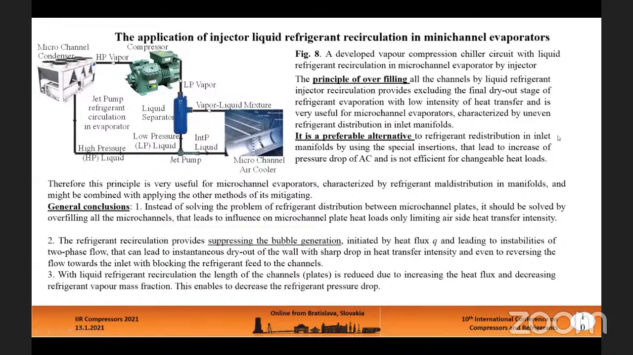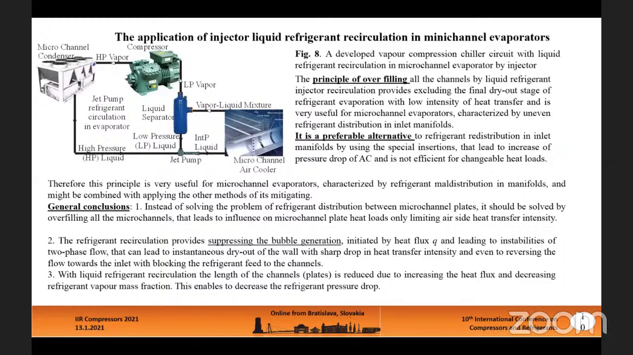The principle of overfilling all the channels by liquid refrigerant injector recirculation provides excluding the final dry out stage of refrigerant evaporation with low intensity of heat transfer, and it's very useful for microchannel evaporators characterized by uneven refrigerant distribution in inlet manifolds. It's a preferable alternative to refrigerant distribution in inlet manifolds by using special inserts that lead to increase of pressure drop of air coolers and is not efficient for changeable heat loads. So instead of solving the problem of refrigerant distribution between microchannel planes, it should be solved by overfilling the microchannels.